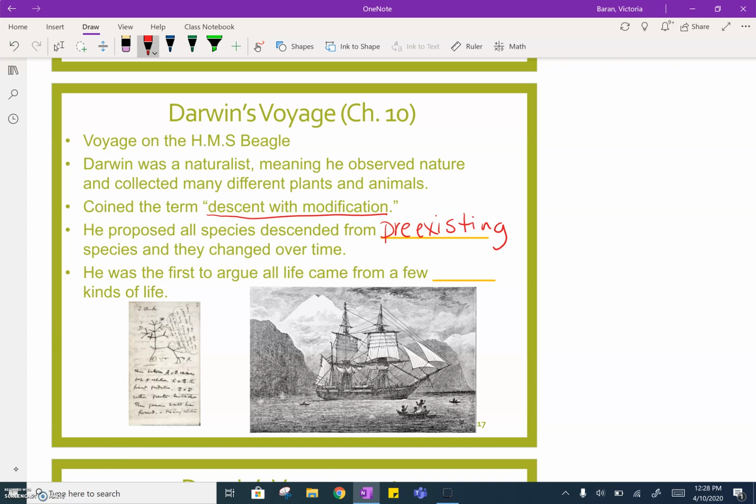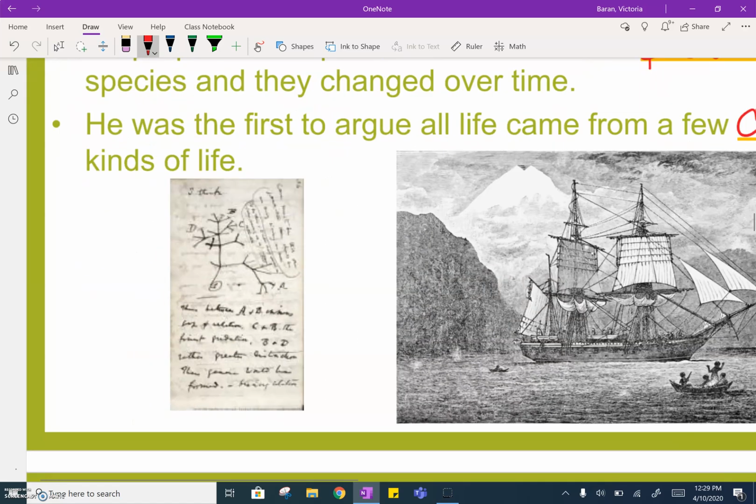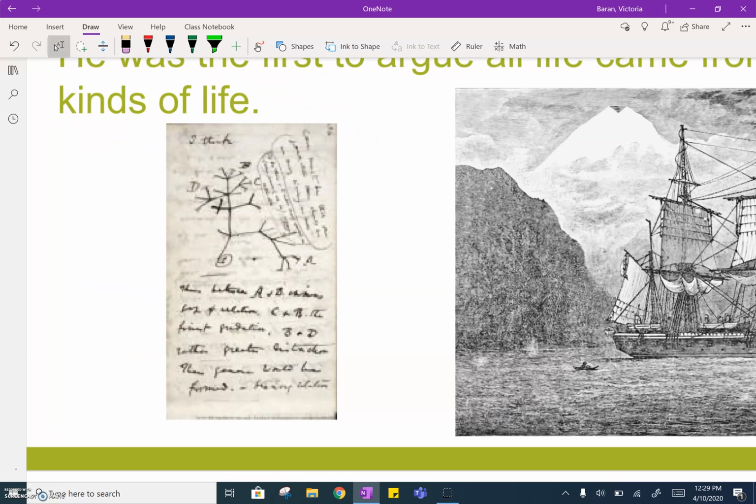And he was the first to argue that all life came from a few original kinds of life. So we were previously talking about those first cells, which would have been the original kinds of life. This image that was in the beginning of your notes is one of the most famous images associated with him.